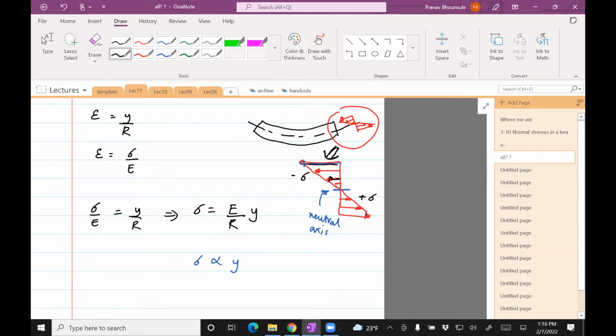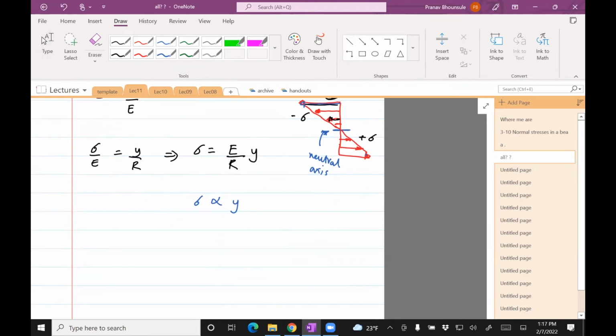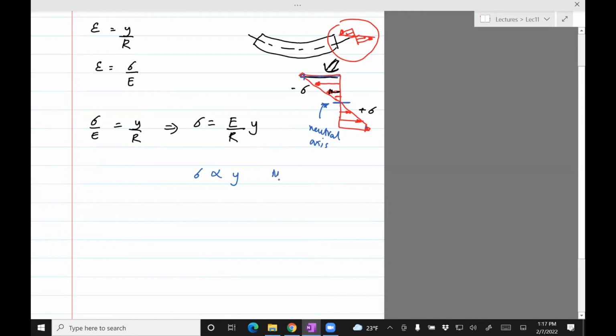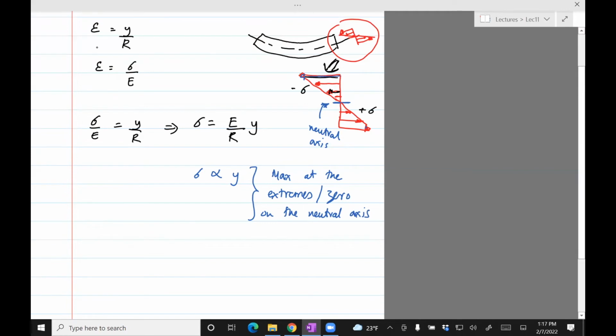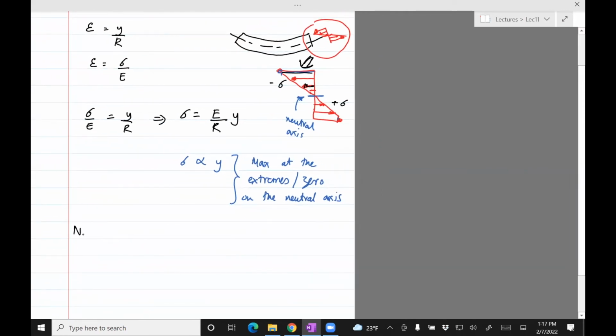So in a beam, the maximum normal stresses will be at the edges, and will decrease linearly as you go towards the middle of the beam. So max at the extremes and 0 on the neutral axis. Okay, that's the thing. Okay, now we found stress. Let's try to do a few more things with this equation. We'll try to derive a formula for the net force.